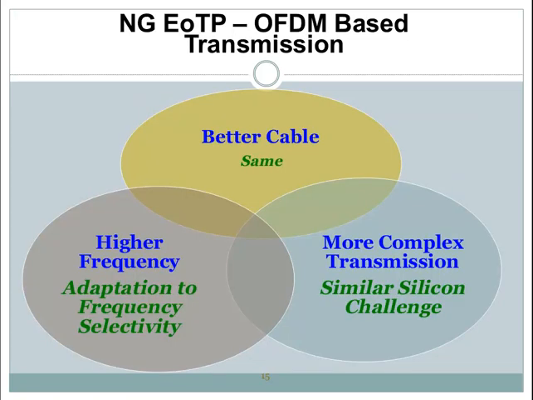If we use the OFDM scheme, how about these straightforward approaches? Do we still need a better cable? Not necessarily, we can just use the same cable because we can transmit more data over the same channel condition. This also answers the second straightforward approach. Do we need high frequency? No, because the OFDM scheme can adapt itself better to the frequency selectivity. And do we need more complex transmission schemes? And how about the silicon challenge?